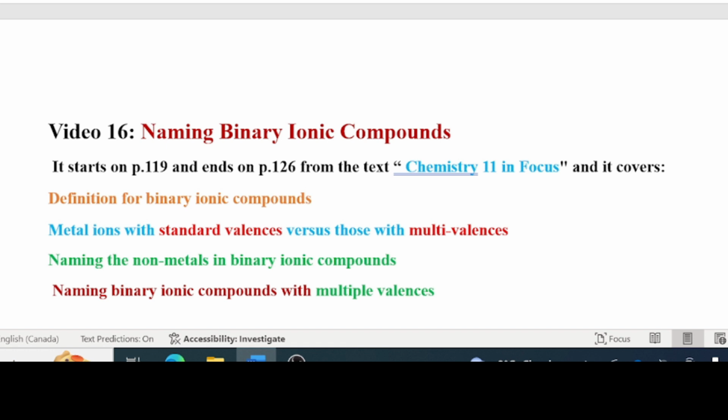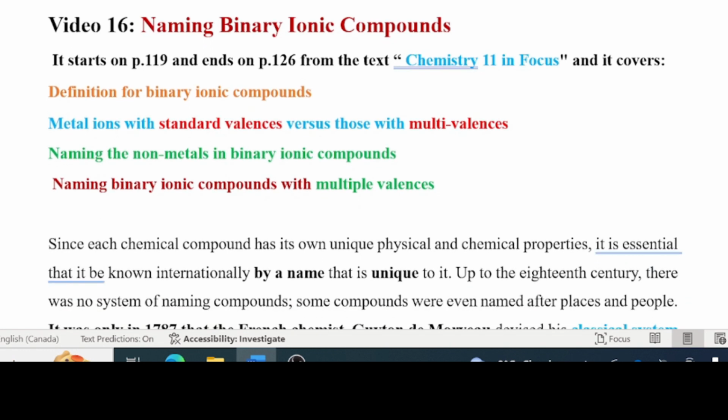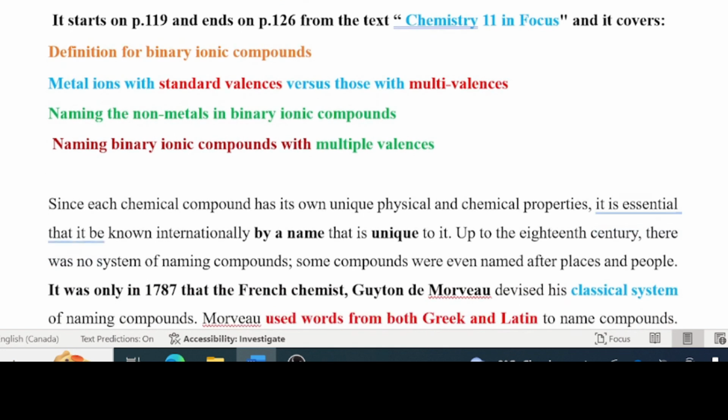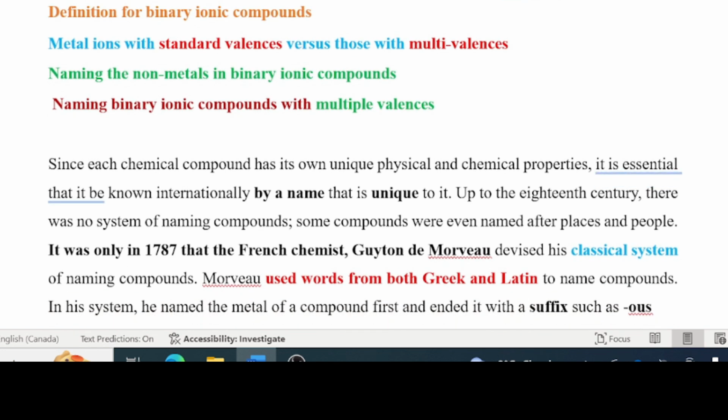Today our lesson deals with naming binary ionic compounds. It starts on page 119 and ends on page 126 from the text Chemistry 11 in Focus, and it covers the definition of binary ionic compounds, metal ions with standard valencies versus those with multiple valencies, naming nonmetals in binary ionic compounds, and naming binary ionic compounds with multiple valencies.